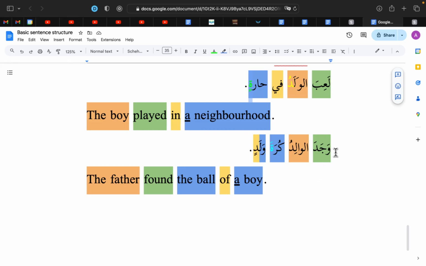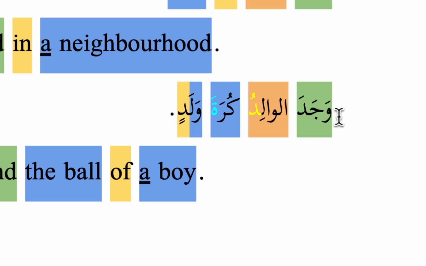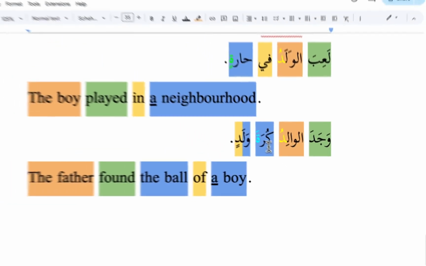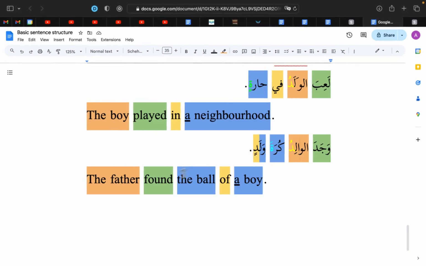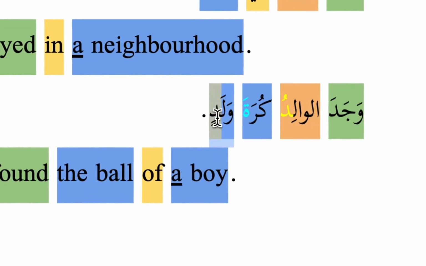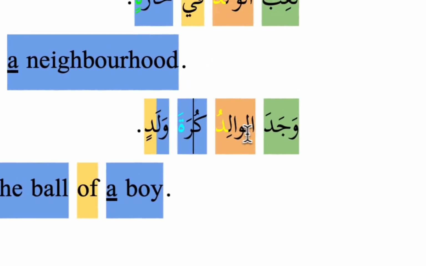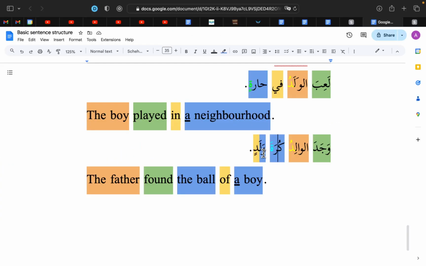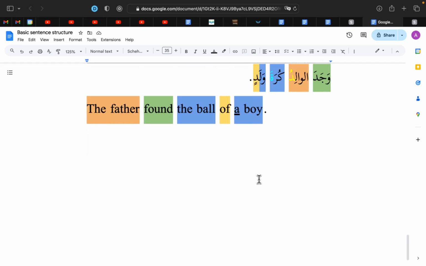In the possessive case, or in idafa, وجد الوالد كرة ولد. The father found the ball of a boy. He found the ball of some boy. We don't know who it is. And so the boy, a boy, is the identifier of the object, which is the ball. وجد الوالد كرة ولد. And that's the lesson for basic sentence structure.